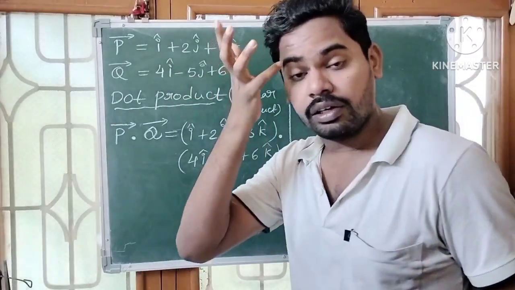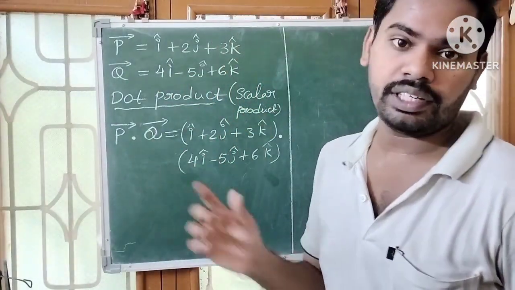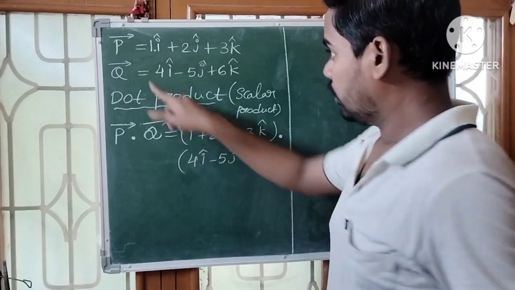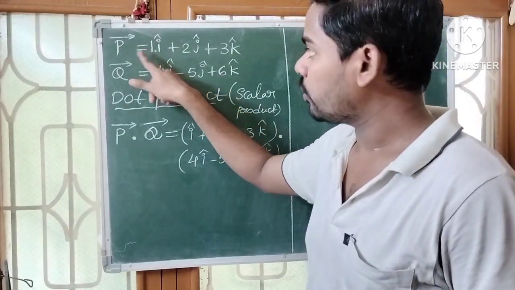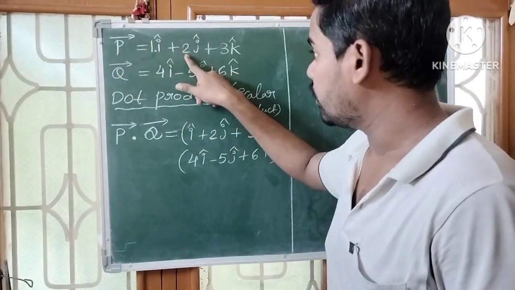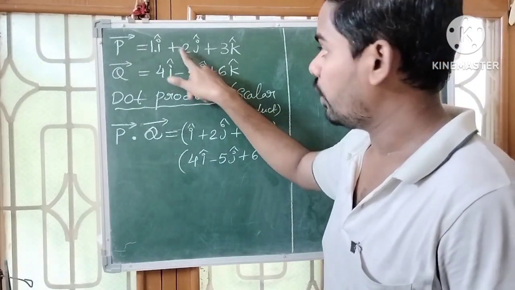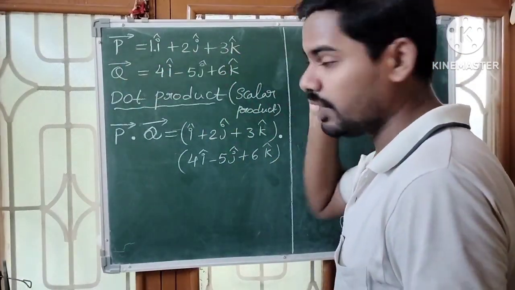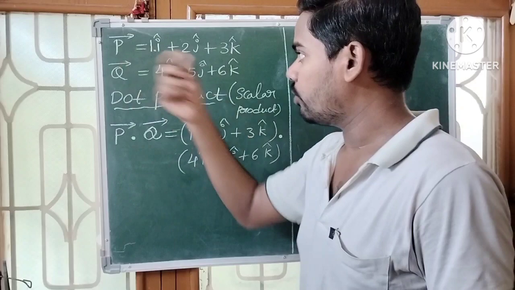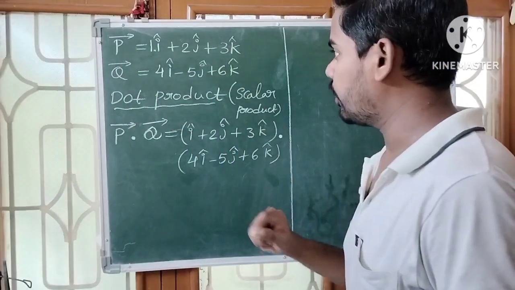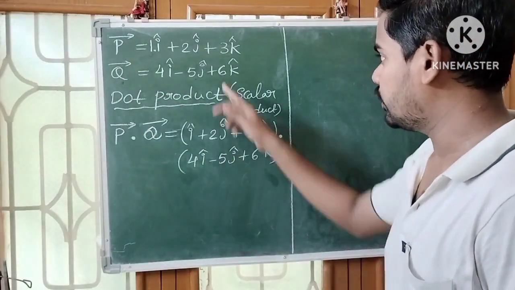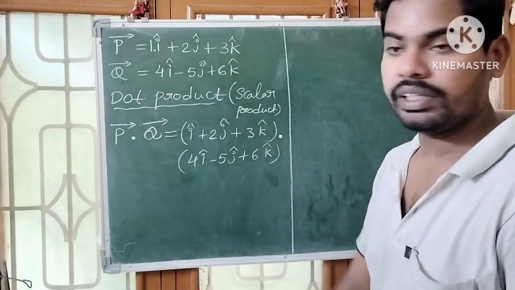Here i, j, k are called unit vectors in x direction, y direction, z direction. And here what is the coefficient of i cap? 1. Here 1 is called component of vector P in x direction, 2 is component of vector P in y direction, and 3 is component of vector P in z direction. Similarly, 4 is called component of vector Q in x direction, minus 5 is component of vector Q in y direction, and 6 is component of vector Q in z direction.